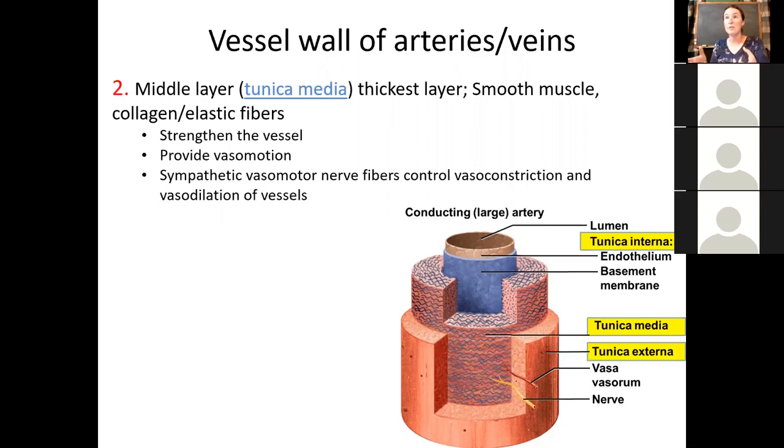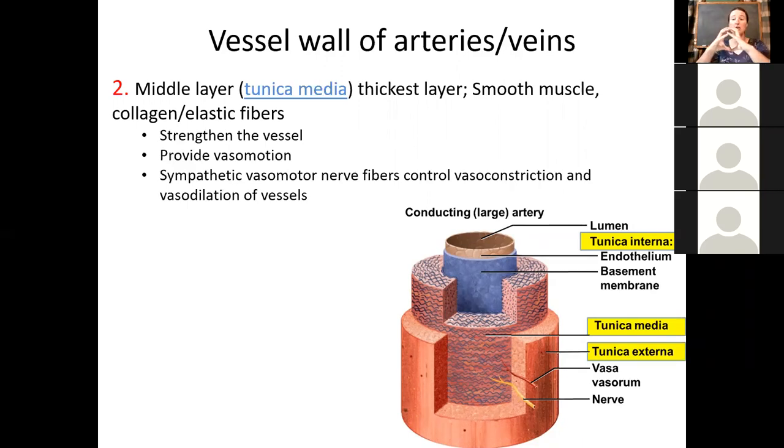This vasomotion happens at a particular rate when you're younger, and over the course of your life, it gets slower and slower and slower. And so that's one of the reasons why elderly patients start to have more circulatory issues, because they have less vasomotion. Okay.